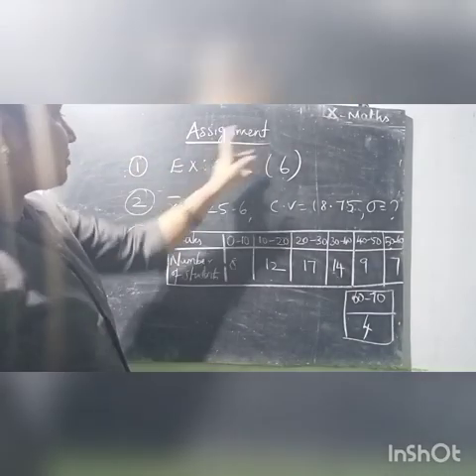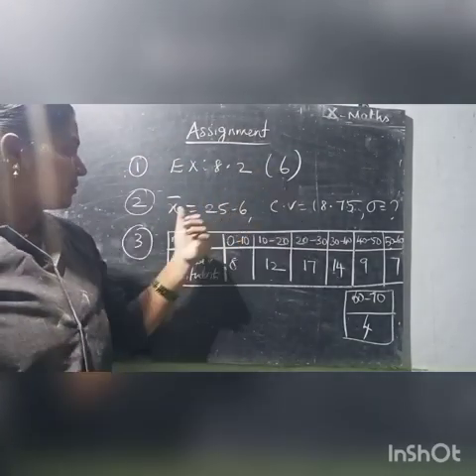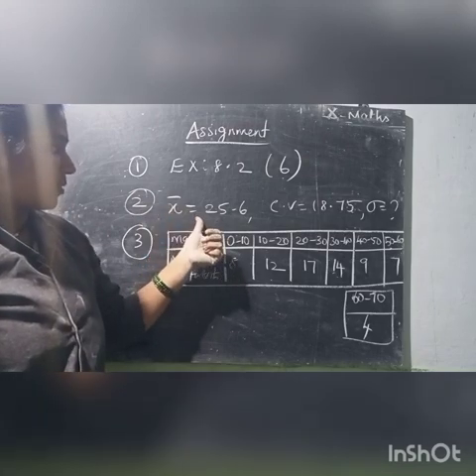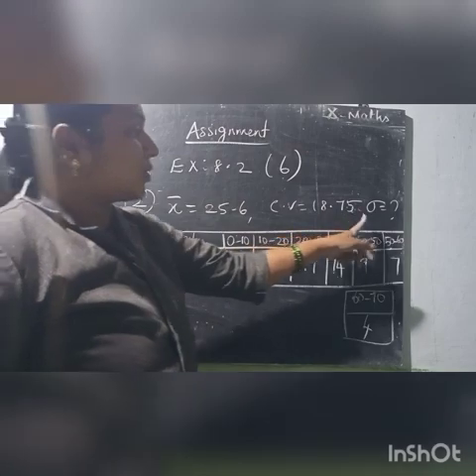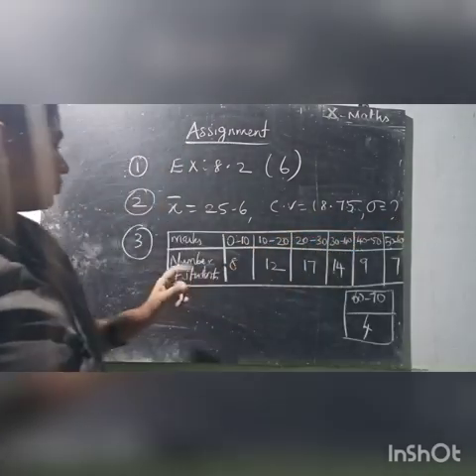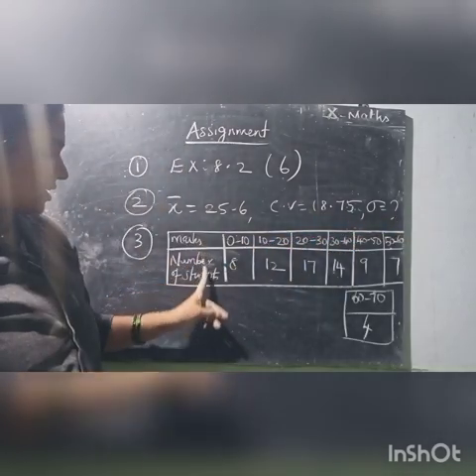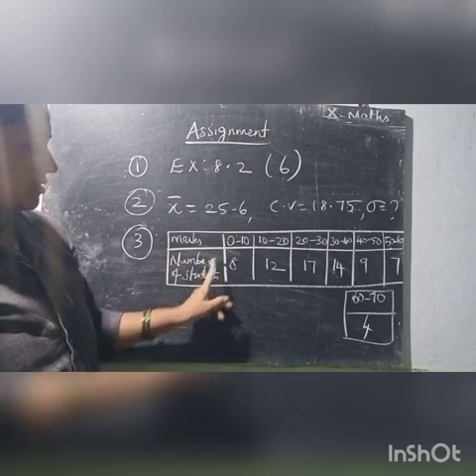Note down the assignment sums, exercise 8.2, the sixth sum. Then the second sum: x bar mean value is given and coefficient of variation value is given here. You have to find out the standard deviation value. Then the third sum: marks and number of students are given here.